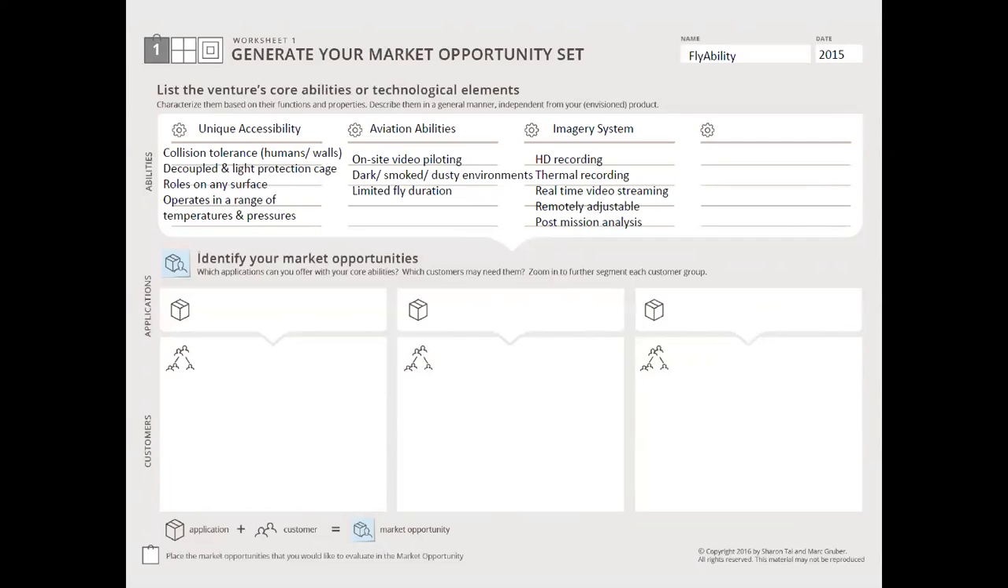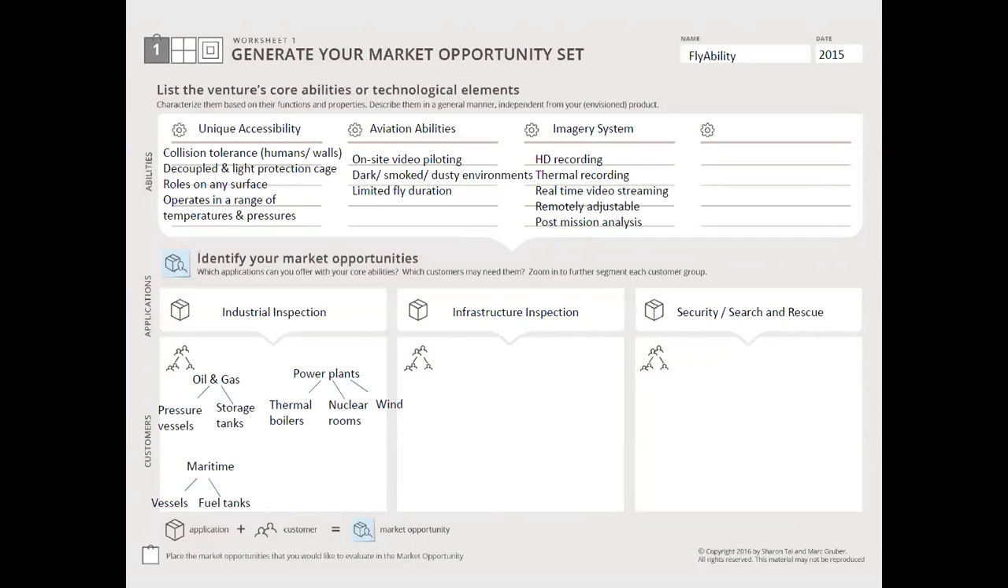Next, we can think of different domains or different applications or different areas where we can apply this product. In the case of Flyability, we actually thought of 3 different applications. One of them was industrial inspection. The second one was infrastructure inspection. And the third one was security or search and rescue purposes. But industrial inspection is not a market domain or opportunity in itself. We have to specify the customers.